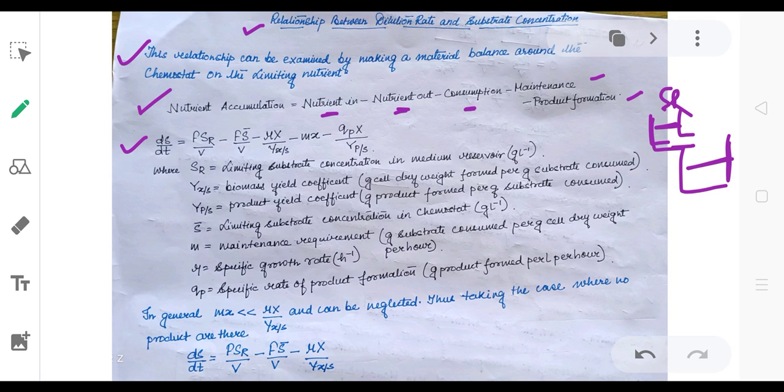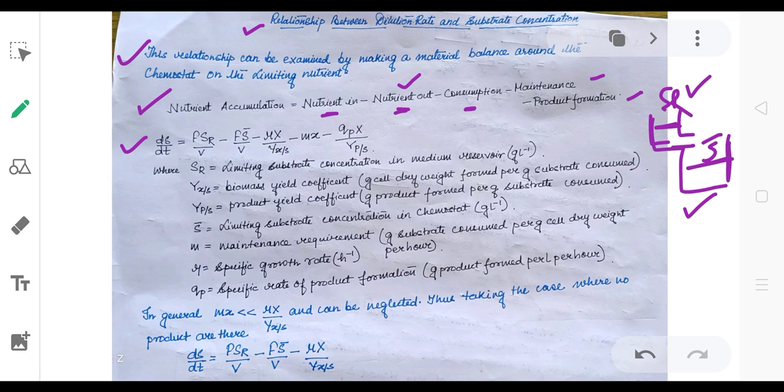Next comes nutrient out. That means how much nutrient is going out of the vessel, and that is F·S̄/V. Now the question is, what is S̄? S̄ is the limiting substrate concentration in the chemostat. So SR is the concentration in the seed tank, whereas S̄ is the substrate concentration in the chemostat. So again it is F·S̄/V.